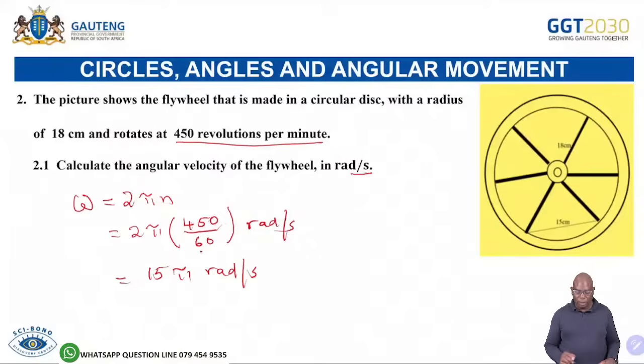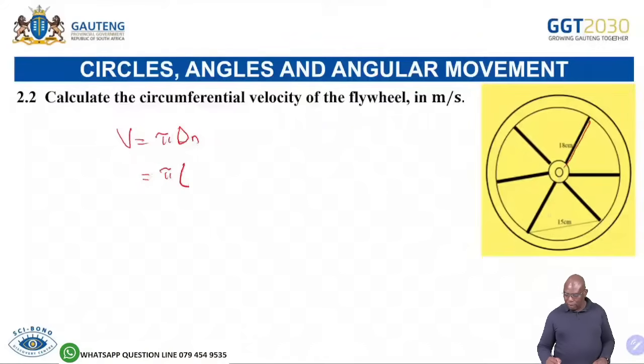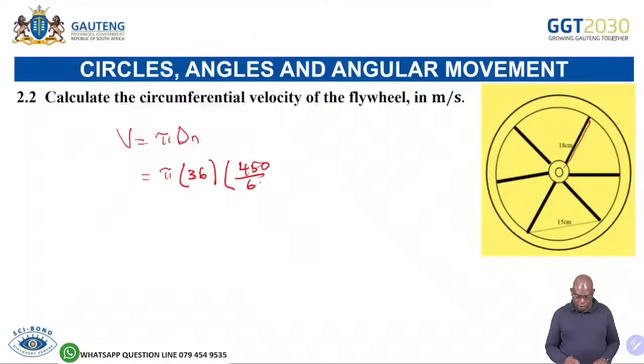The biggest challenge is where you're supposed to convert. Circumferential velocity, remember the formula is V equals pi d n. Same principle, pi, what is the diameter in there? So the radius is 18, so the diameter is going to be 36. And let's multiply by the same thing there, 450 divided by 60. Remember, that is in centimeters. It should be centimeters per second.